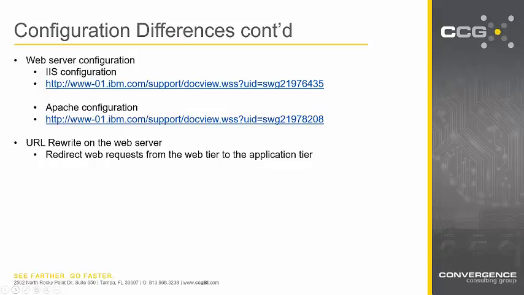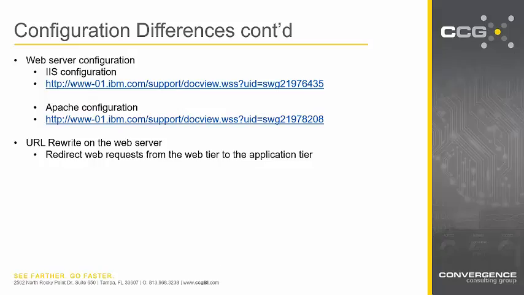The one major difference here is the URL rewrite on your web server. Because the majority of the gateway is really on your application server, you need to do this URL rewrite to redirect your web requests from the web tier to the application tier. So that was something that was different as well.